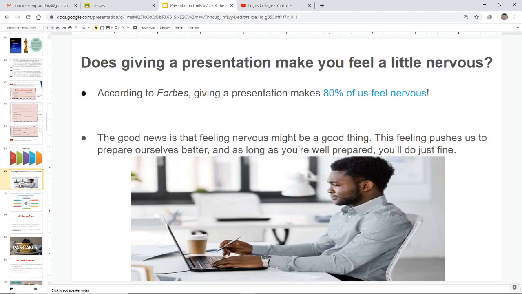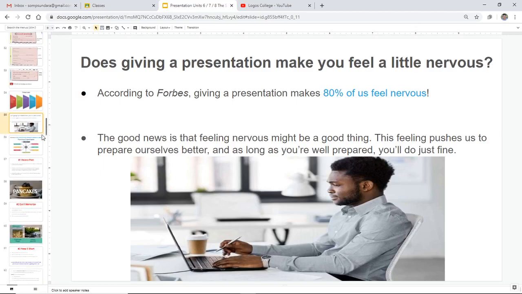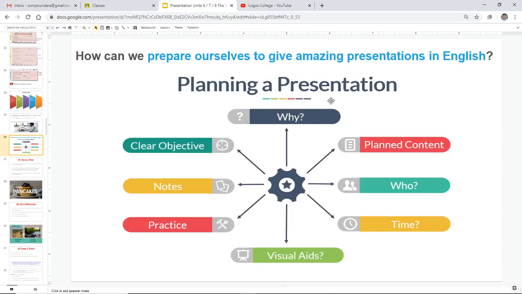Right? But there are certain things that we can do to help fix that, so we don't feel as nervous. It says here, the good news is that feeling nervous might be a good thing. This feeling pushes us to prepare ourselves better, and as long as you're well prepared, you'll do just fine. Okay. So the word here is to prepare. When you prepare a presentation, you plan. You plan ahead. You think. You write out. You lay out everything that you want to say, right?